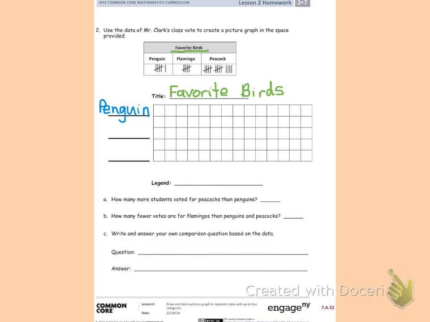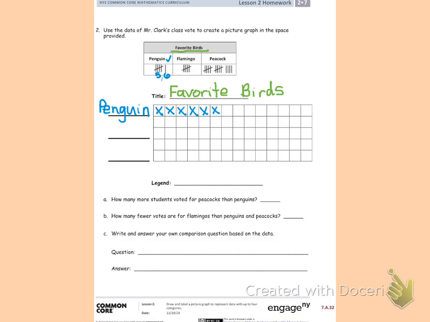How many people chose penguin as their favorite bird? Let's count the tally marks together. This is 5, and one more is 6. So that means I need to mark 6 squares. I'll use an X. 1, 2, 3, 4, 5, 6. Now I'll put a check mark since I finished that one.